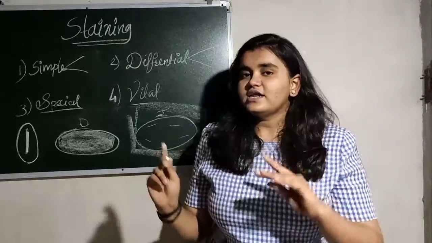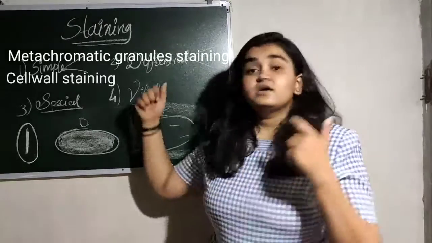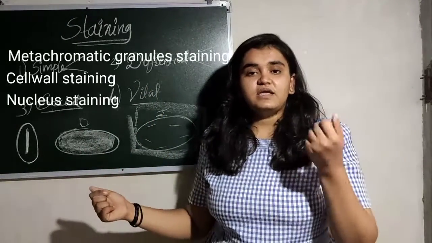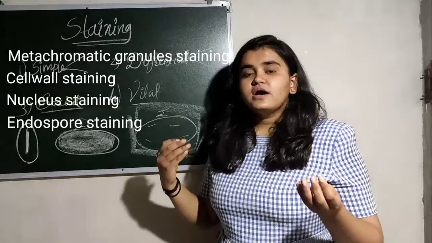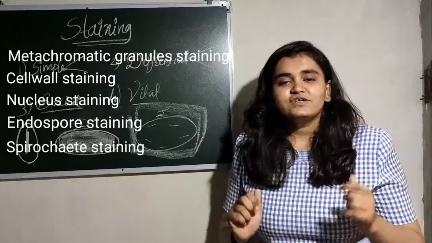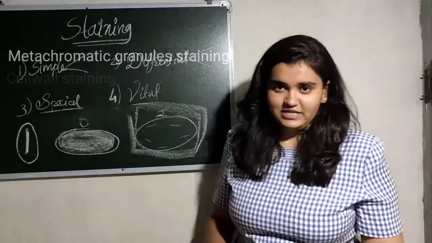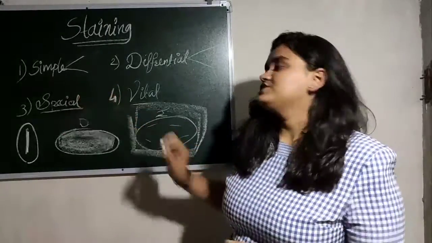It also has certain other types like metachromatic granule staining, cell wall staining, nuclear staining, then endospore staining. It also has one bacterial staining in it, spirochete staining, which are generally found in the tartar of your teeth. I'll be talking about it later. So this was all about special staining.